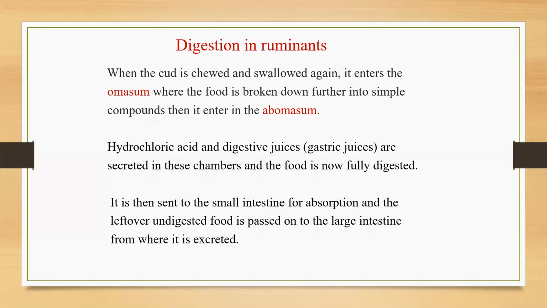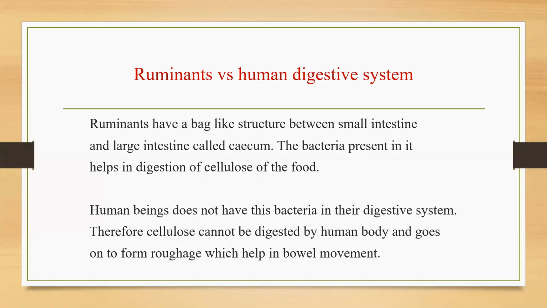Digestion after the small intestine is very similar to our case, but before that they have a different kind of digestion, because unlike us, with a single chambered stomach, they have a four chambered stomach. So the digestion process there is different from ours. Now let us see what is the difference between the digestive system of the human body and that of ruminants.